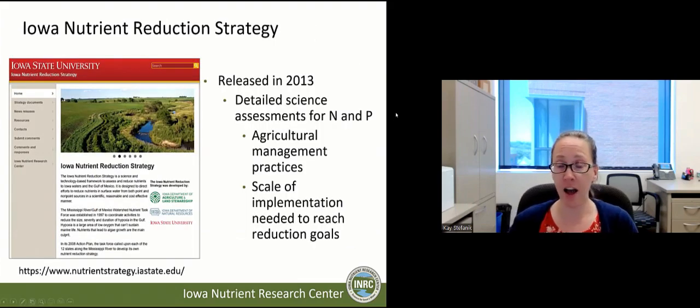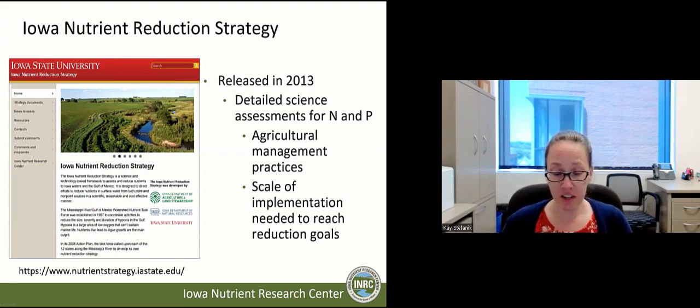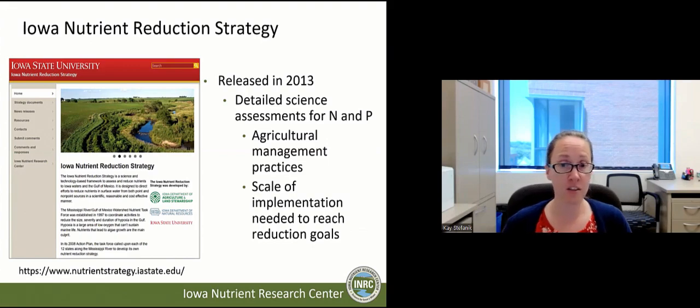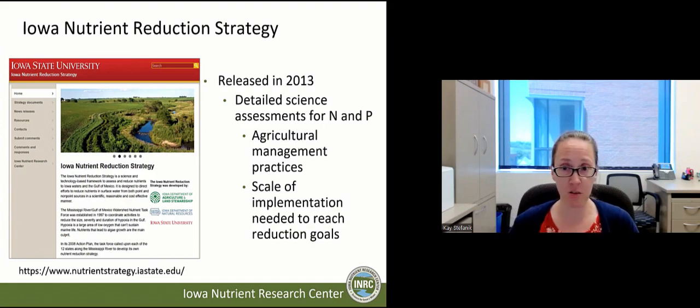From that, we get the Iowa Nutrient Reduction Strategy. This is a framework to both assess and to come up with ways to improve or reduce our nutrient loss from the state of Iowa. The reduction strategy was released in 2013. It contained a detailed science assessment for both nitrogen and phosphorus, and this includes science assessments associated with both point and non-point source nitrogen and phosphorus. And I'm primarily going to be focusing on the non-point source because this is where we count our agricultural nitrogen and phosphorus losses.